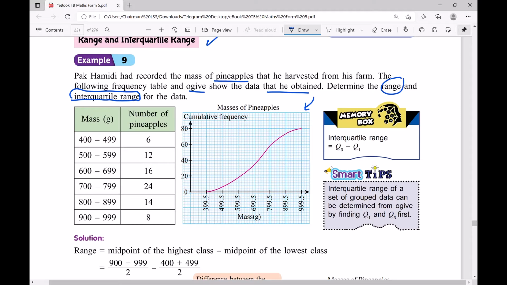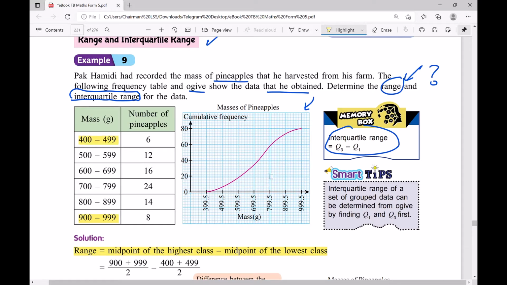So do you remember the formula for interquartile range? Okay, you have to find the third quartile minus the first quartile. Range, still remember? Okay, so the formula of range is this one: midpoint of the highest class minus midpoint of the lowest class. You look at here, the highest class is this one. Not the highest frequency, the highest class is this one. The lowest is this one.